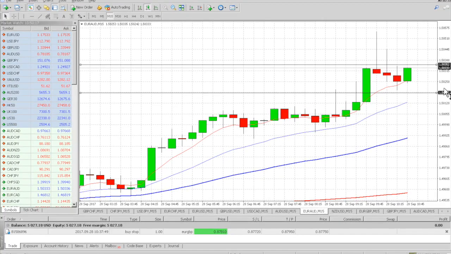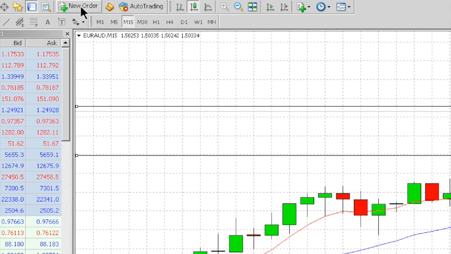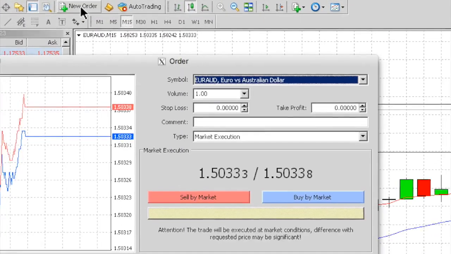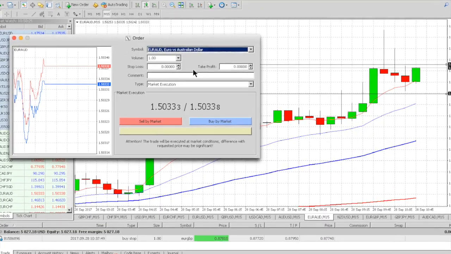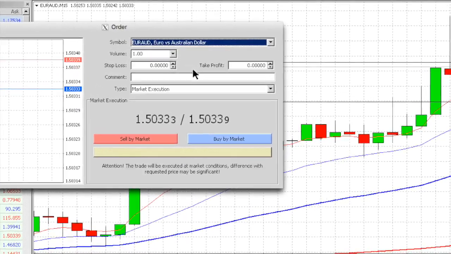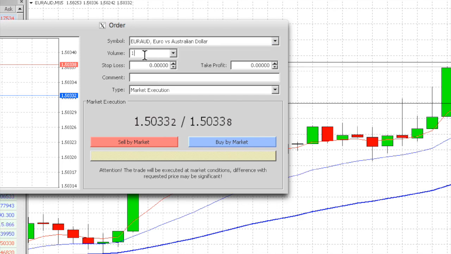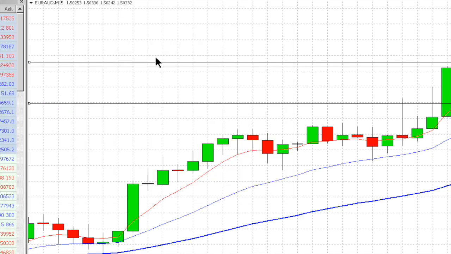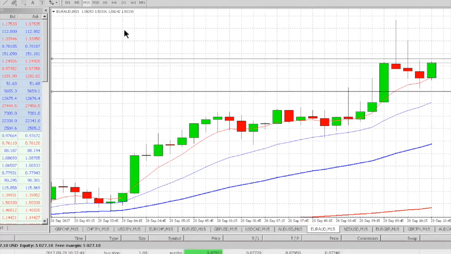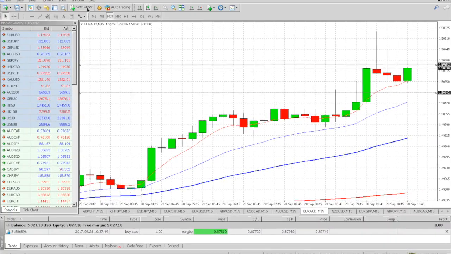Okay, so how do I place an order? Well, I'm going to click new order over here. And I can put in the volume. So 1 means 100,000. One contract is 100,000. So you can adjust to the number of contracts. You can also put 0.5, which is 50,000, depending on how you size your positions. Let me do that again.